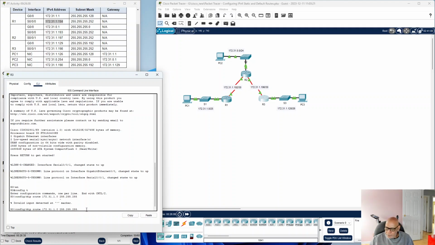Okay, where's the period? 192. Now, the next hop IP address. R3 is connected to R2. Okay, so what is the IP address of R2? It's the 196 network, so it's 197. Okay, the next hop is 197.